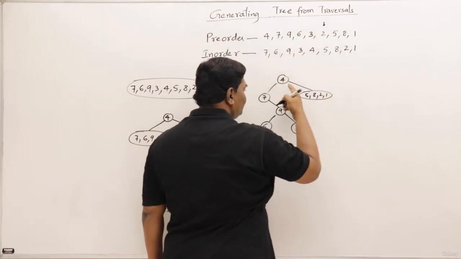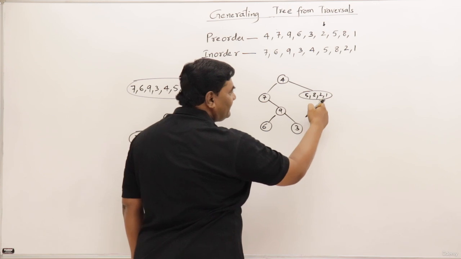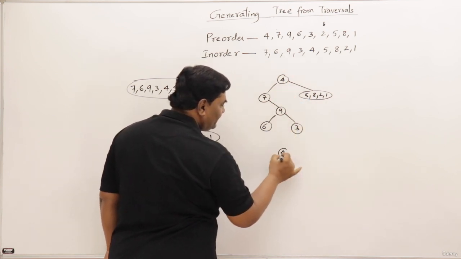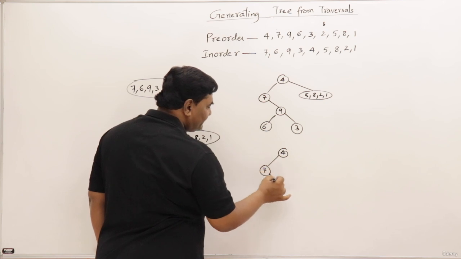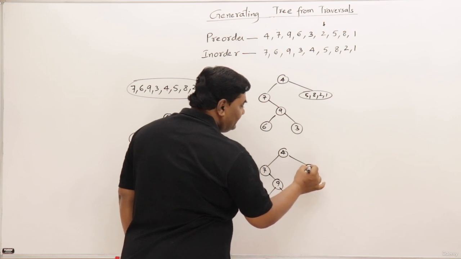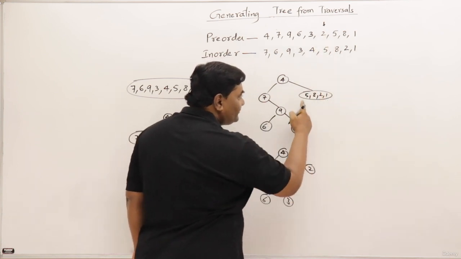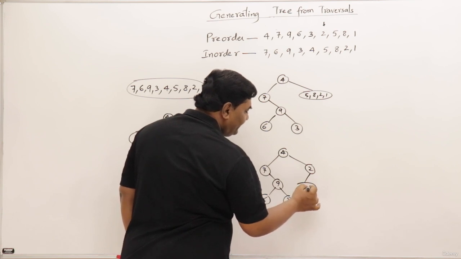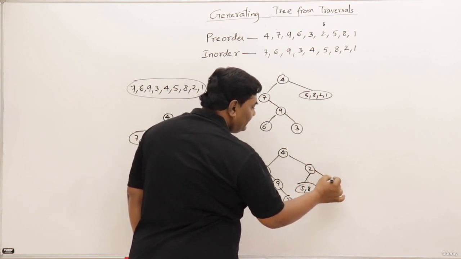Next element, 2. Search, it is found here. So there is more than one element. So split. So I will draw here. This side is already completed, so I will take it as it is. And here the new root is 2. So 5 and 8 on the left hand side, and on the right hand side 1.